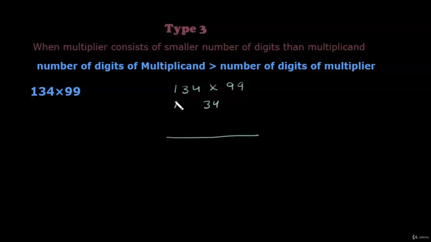First of all, we will copy this part of the number as it is, 1. And for the second part, we will increase this number by 1, so it will become 2, and we will subtract this from the second part of the number. So 34 minus 2 gives us 32. This will become the second part of the answer.